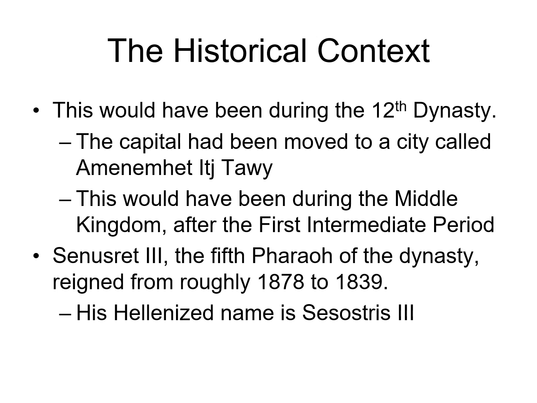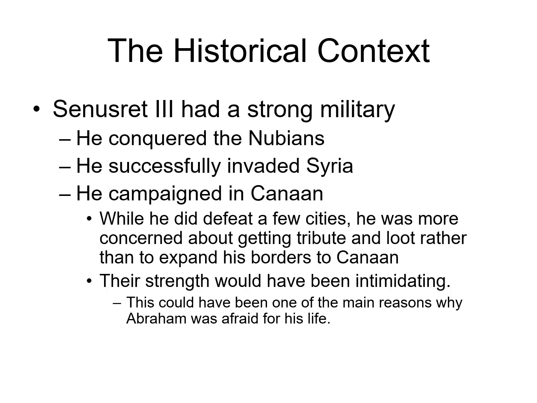He was the fifth pharaoh of the dynasty, and he reigned from 1878 BC to 1839. His Hellenized name is Sesostris III. Senuseret III had a pretty strong military. He had conquered the Nubians, he had successfully invaded Syria, and he was also campaigning in Palestine, in the land of Canaan. While he did defeat a few cities, he was more concerned about getting tribute and loot from them rather than expanding his borders to Canaan.